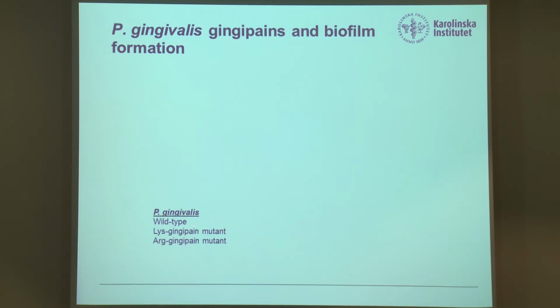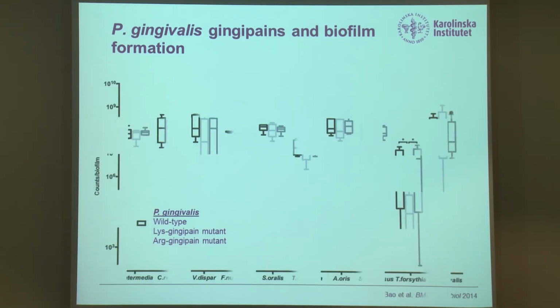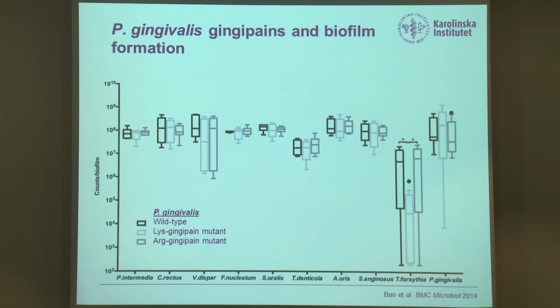We used P. gingivalis wild type, like we use in most biofilm cases, a lysine gingipain mutant strain, and an arginine gingipain mutant strain. These are the two primary gingipains of P. gingivalis. First, we generated three different biofilms and compared them. We looked at the number of each individual species within the biofilm, whether the wild type P. gingivalis was in, or the lysine gingipain mutant, or the arginine gingipain mutant.